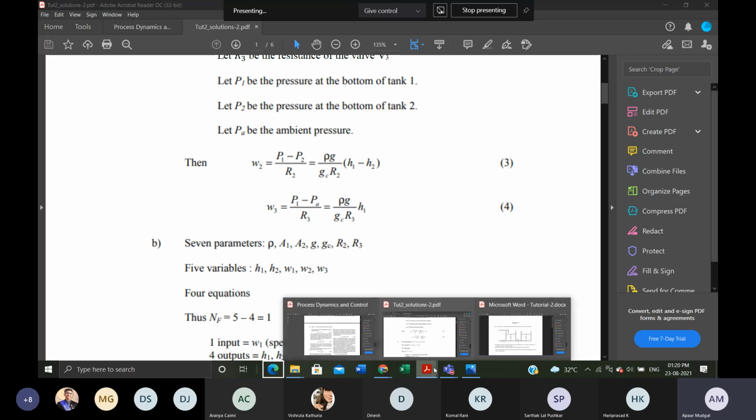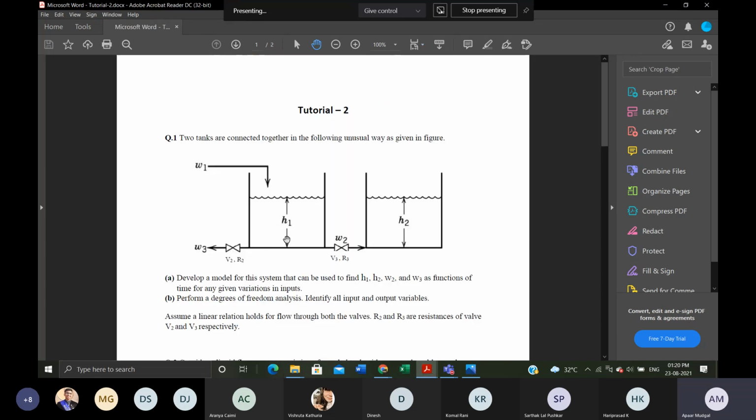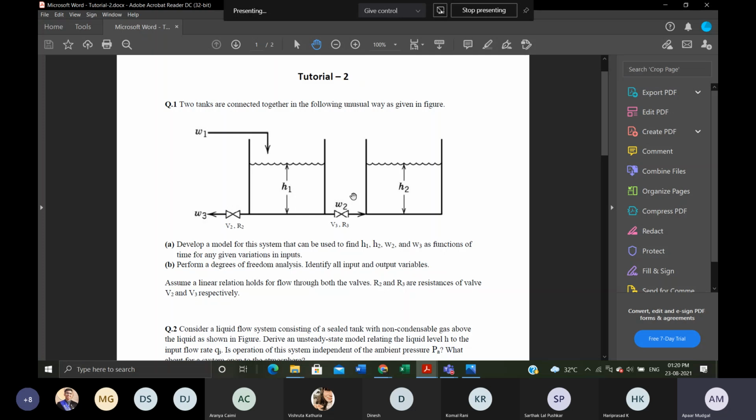Now, if we look at our question, there are seven parameters which are constant. First is rho, the density of the liquid. Second are A1 and A2, the areas of the bottoms. Third is the gravitational constant, g. And the next are R2 and R3. Apart from these constants, we have five variables which are changing: the heights H1 and H2, and the flow rates W1, W2, W3.